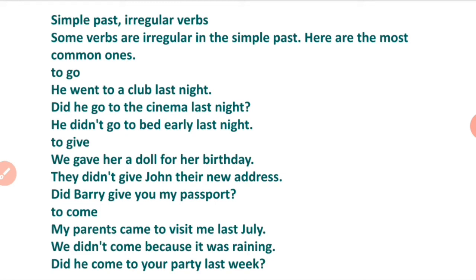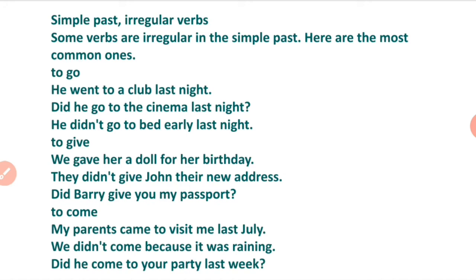Give, gave, given. We gave her a doll for her birthday. They didn't give John their new address. Did Barry give you my passport? Here you can check in affirmative sentences you have to use the second form, and in negative and interrogative sentences you have to use the helping verb, I mean to say the auxiliary did.